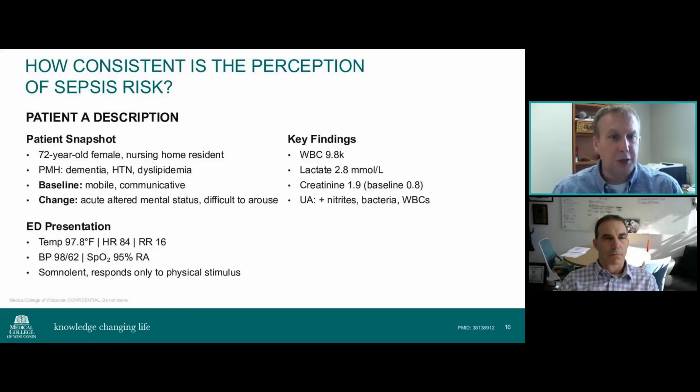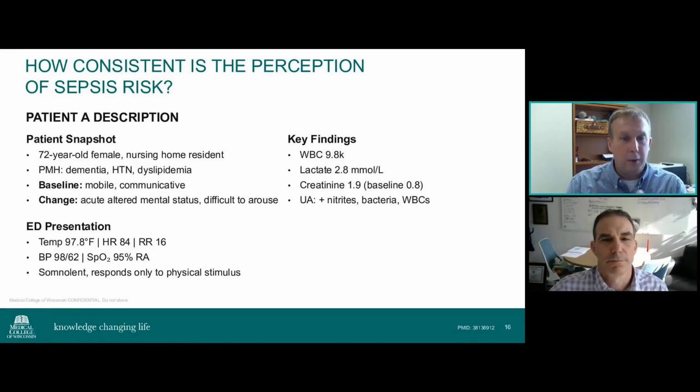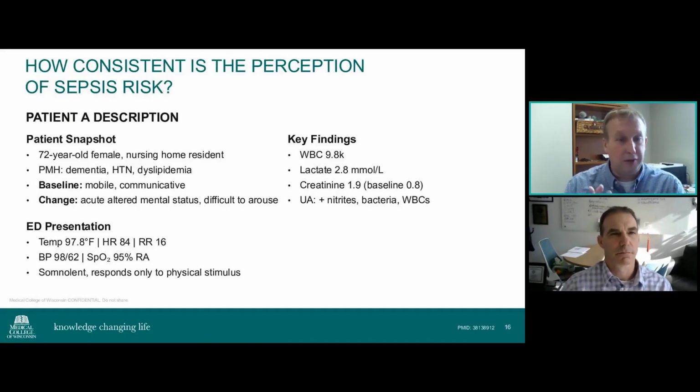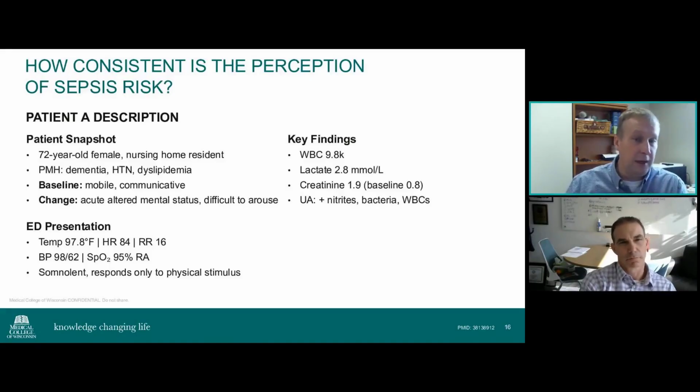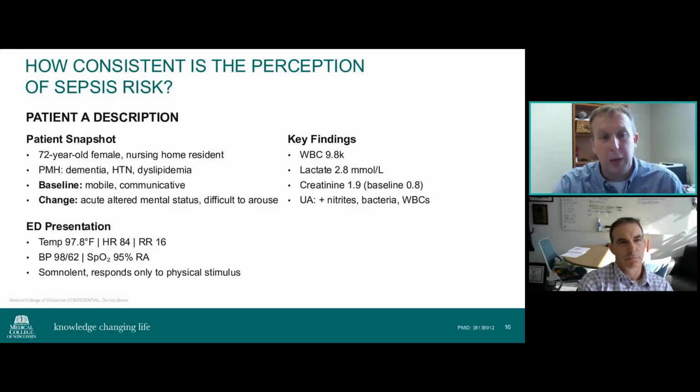On the morning of presentation, healthcare workers at the skilled nursing facility noted she had altered acute mental status, and she was difficult to arouse. Based on these symptoms, she was sent to the emergency room via ambulance. And on presentation to the ED, she was noted to have a temp of 97.8, a heart rate of 84, and a respiratory rate of 16. Her blood pressure was slightly elevated at 98/62, and her O2 was 95% on room air. In the ED, she's noted to be somnolent and responds only to physical stimulus.